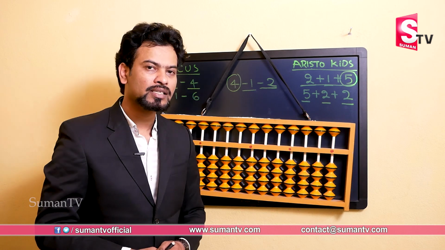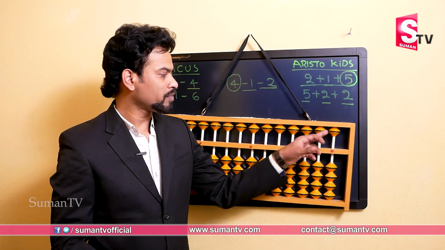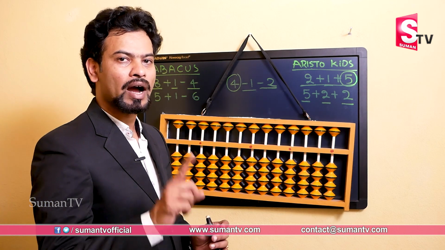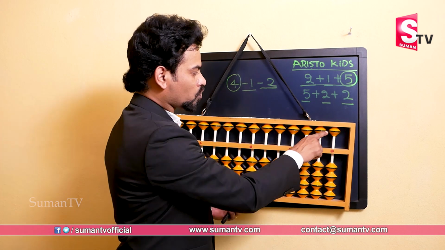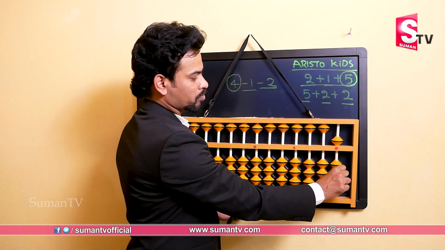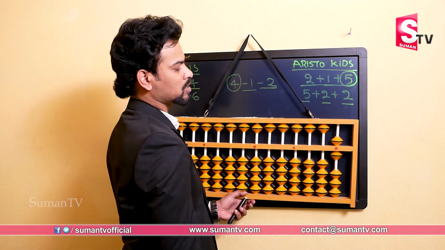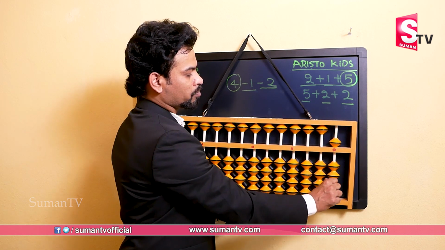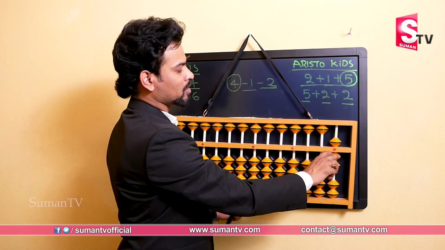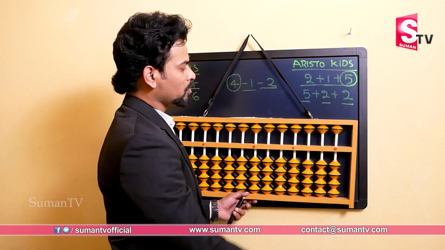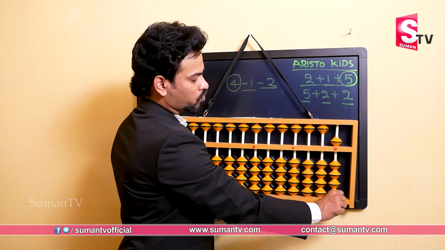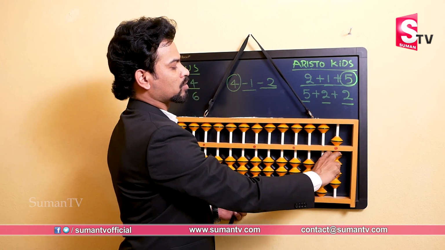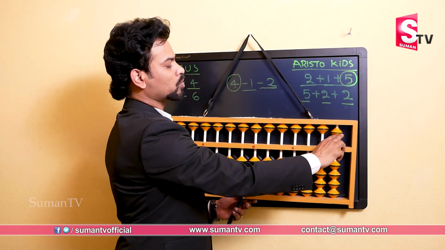How we will make 6? 4 is here, 5 is here, but we don't have 6. So how we will do 6? 6 means 5 and 1. So 5 plus 1 plus. So this is 6. Now how we will do 7? 5 plus 2, that is 7. How we will do 9? 5 plus 4, 6, 7, 8, 9. So like this we can do numbers up to 9.